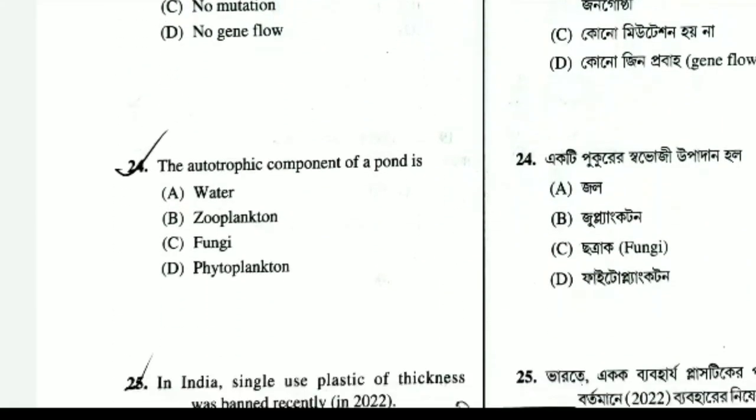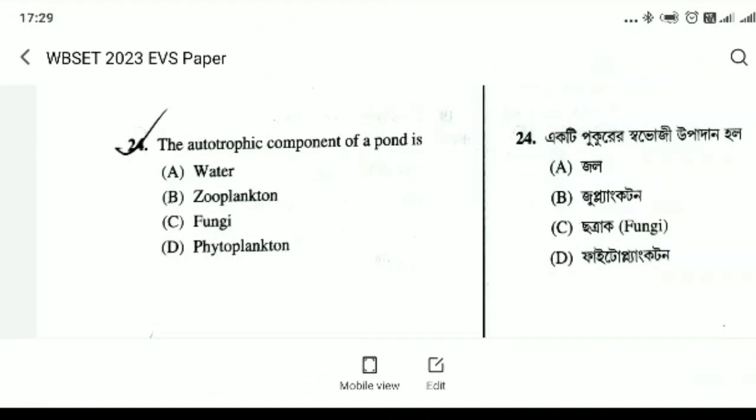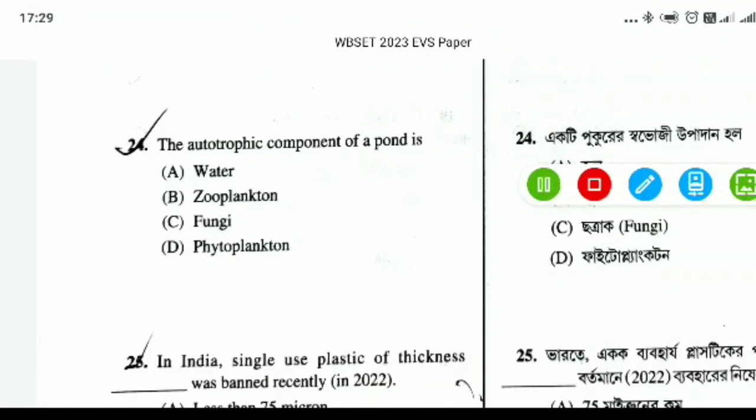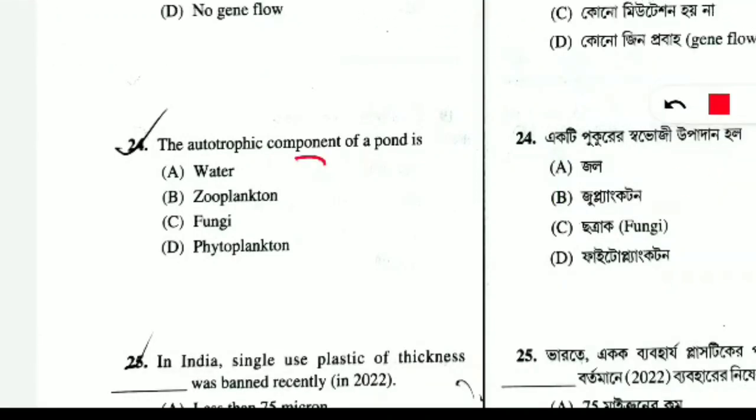Coming to the next question, question 24. The autotrophic component of a pond is what? So in a pond, which of the following is known for preparing the food for the other trophic level organisms? Here the correct answer will be phytoplankton. Phyto means plants. So plant-kind of planktons are able to provide food for the other planktons, for example zooplanktons, and other higher organisms.